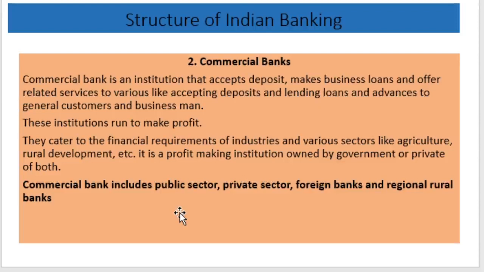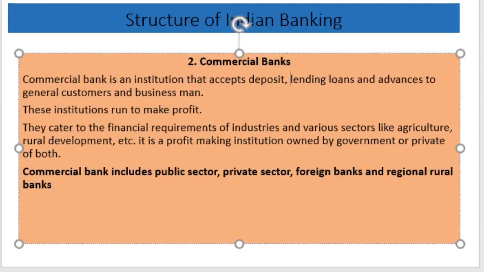Scheduled banks are divided into commercial banks and cooperative banks. Commercial banks are defined as institutions that accept deposits and give loans and advances to general customers and businessmen. These institutions run to make a profit. They are mainly for the financial requirements of industries as well as agriculture and rural development. And the commercial banks include public sector banks, private sector banks, foreign banks and regional rural banks. These are the commercial banks of the scheduled banks in India.